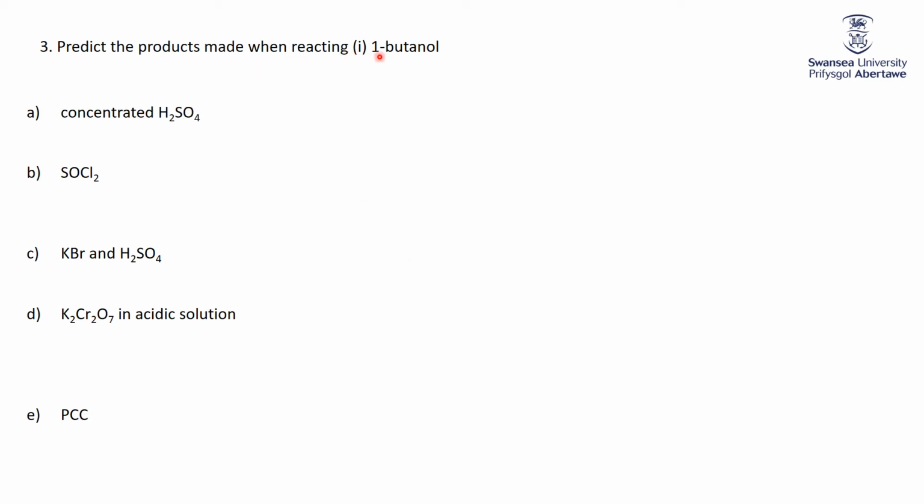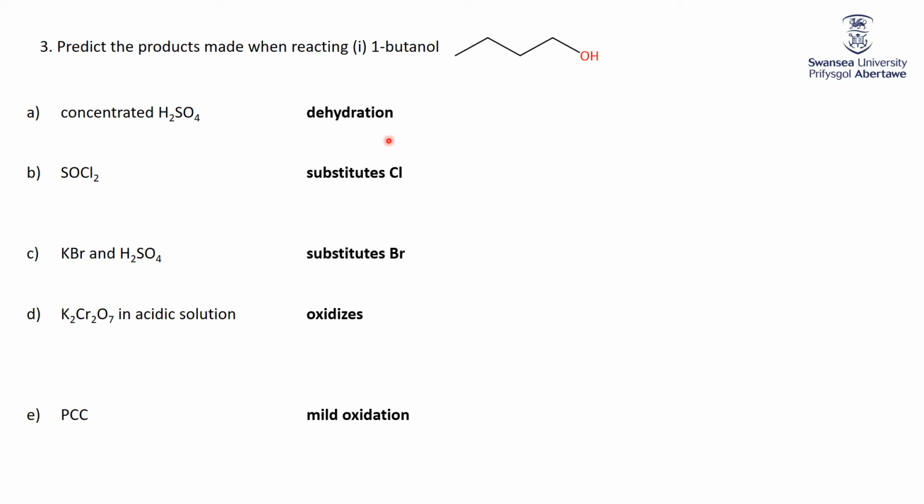Predict the products made when reacting 1-butanol with all of these. Well, first of all, let's think about what they do. One of the huge things with organic chemistry is to recognize the reagents. Concentrated sulfuric acid will dehydrate. Okay, so you'll go from the alcohol to an alkene. SOCl2 is a great chlorinating agent, so we'll substitute the OH with Cl.